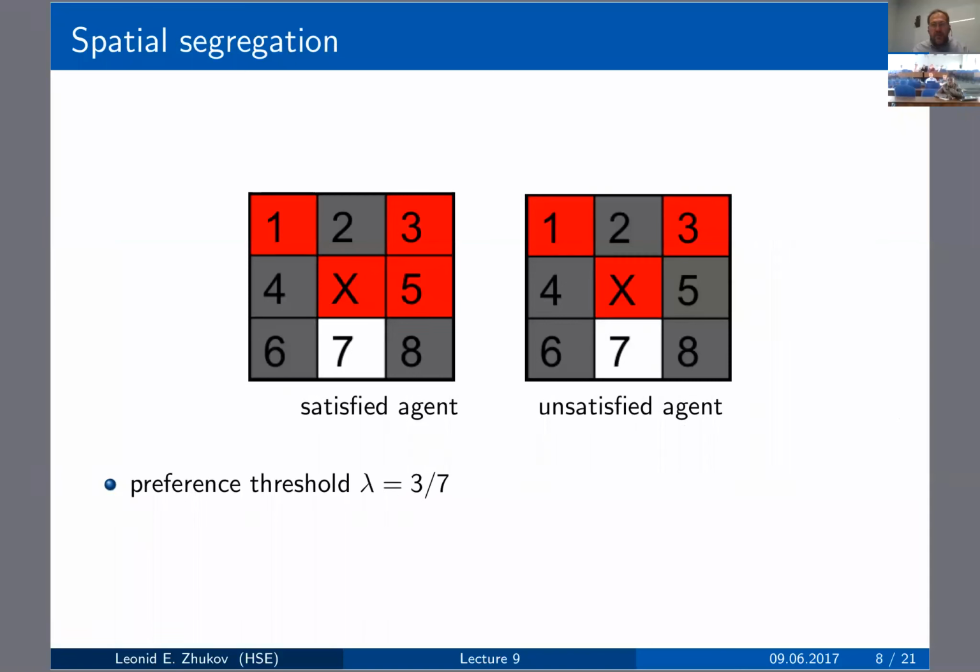So let's just look at a few details and a few examples, and then we'll formulate it mathematically. So here's the story. Let's say the agent, in this case, is the guy with X on it, and he's a red guy, and he has preference threshold 3/7, which means he would like 3 out of 7 of his neighbors to be of his type. And what we see here on the left picture, there were three other agents of his color next to him. So he's a happy or satisfied agent.